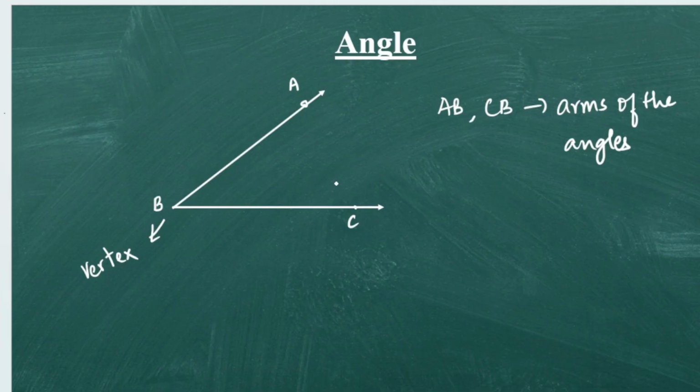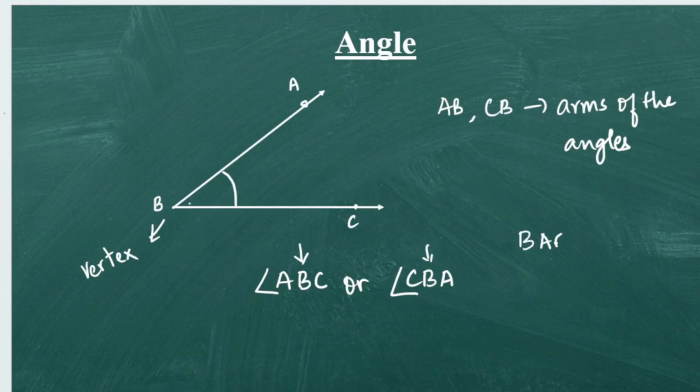How will we name this angle? I will name this angle ABC, or I can name it CBA, angle CBA. Notice that the vertex, this B, is always written in the middle. I can never name this angle BAC or BCA. They are incorrect. The vertex is always written in the middle. I can name this angle as just angle B as well.